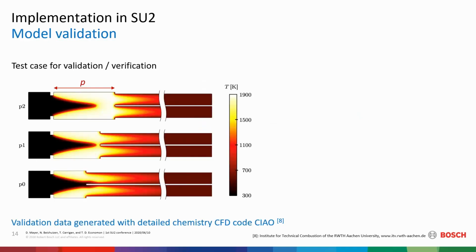The model was validated against detailed chemistry data that we got by running the Chow code from Aachen. And we did this for the geometries that are shown here. So we have three different geometries in which the distance P between the flame holder and a simplified heat exchanger is varied. So the flow comes in here from the left, the flame stabilizes on this little burner, and then there's this artificial simplified heat exchanger that we model with a constant wall temperature.